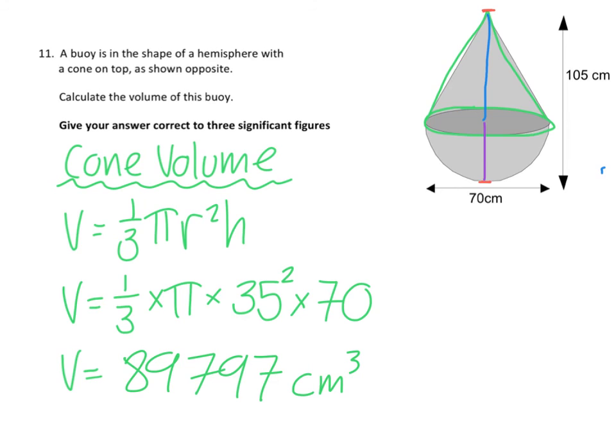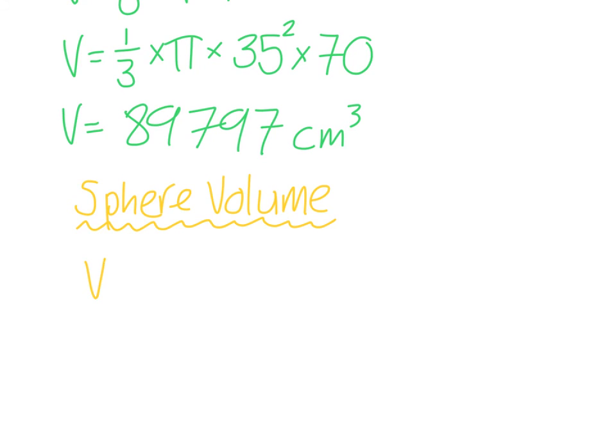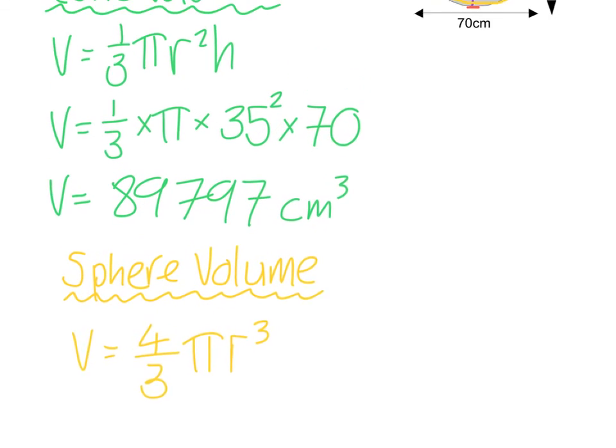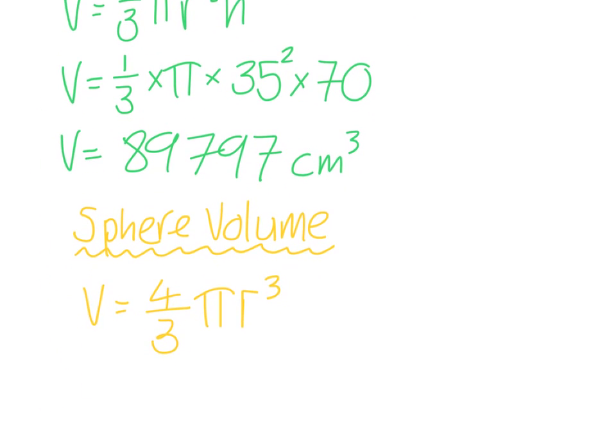The next thing we need to look at is the hemisphere. So I'll mark that out here in yellow. A hemisphere is basically half of a sphere. So the volume for a sphere, first of all, is V equals 4/3 pi r cubed. So this time we just need to know the radius. So again, if we look at our diagram, we can see that the radius of the sphere is the same as the radius of the cone. So again, it's 35 centimetres.